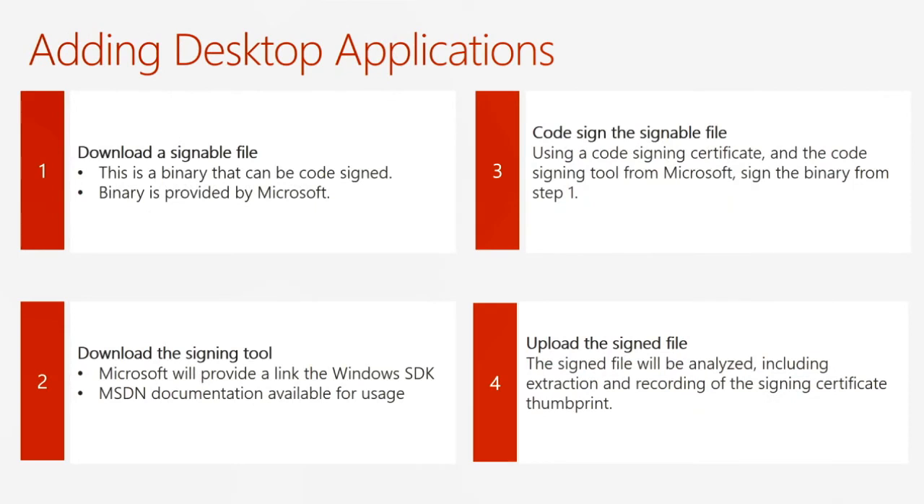So the process is pretty simple. You'll start on our website simply downloading a binary file that can be signed. We'll give you instructions on where to access the Windows SDK, in particular the code signing tool. Once you do that, you'll run locally a quick signing process and then simply upload that signed file to us. And this will prove that you have access to that code signing cert and will allow us to do the mapping between your binaries and your telemetry.